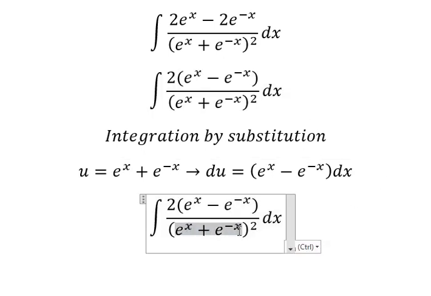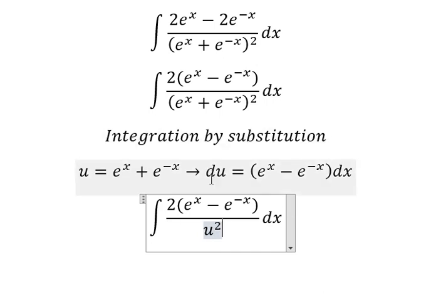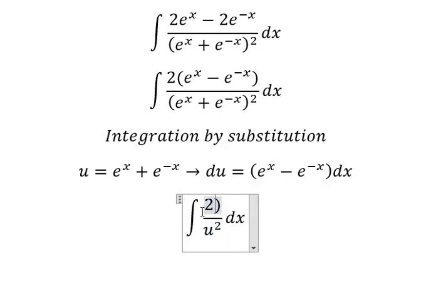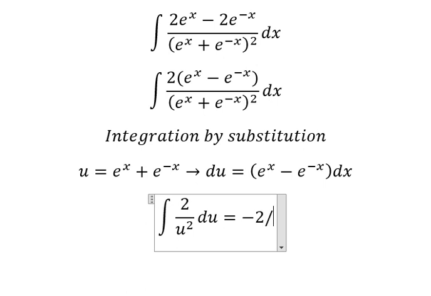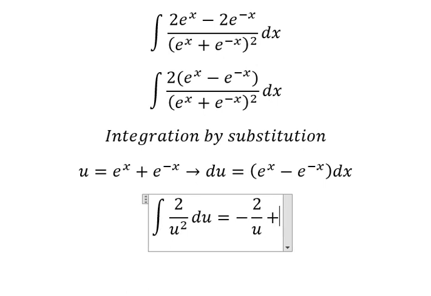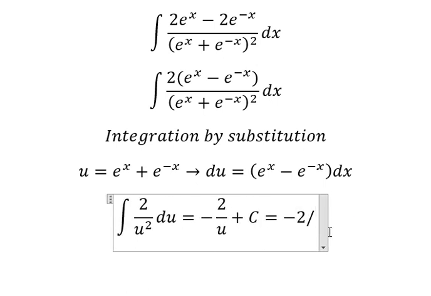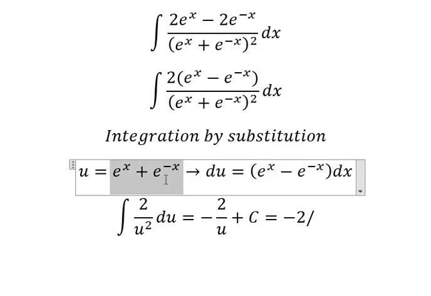So this one we change for u. This one we change for u. So the integration of this one, we have negative 2 over u, and I will put c. About u, that is about this one.